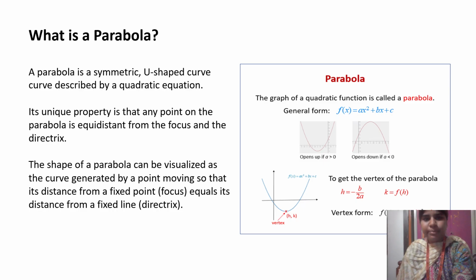First of all, we want to know what a parabola is. A parabola is a symmetric U-shaped curve described by a quadratic equation. Its unique property is that any point on the parabola is equidistant from the focus and the directrix. The shape of a parabola can be visualized as a curve generated by a point moving so that its distance from a fixed point, that is the focus, equals its distance from a fixed line, that is called the directrix.